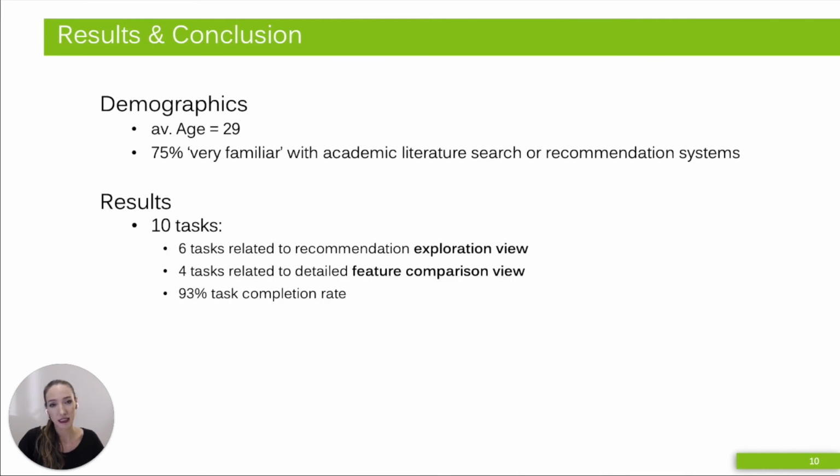So first I wanted to say something about the demographics. The average age was 29 and 75% of our participants were very familiar with academic literature search or recommendation systems. And the interface we propose is of course one that will especially benefit expert users, so researchers that regularly search in the literature to answer very specific information needs.